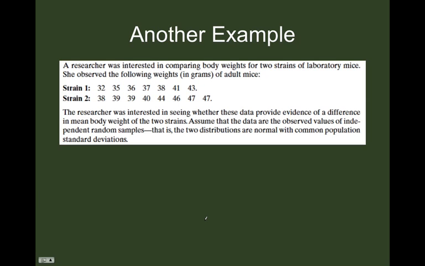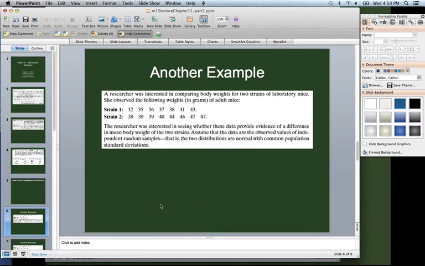All right, here's another example. So we have a researcher who's interested in comparing body weights for 2 strains of laboratory mice. She observed the following weights in grams of adult mice. The researcher was interested in seeing whether these data provide evidence of a difference in mean body weight of the two strains. And we're asked to assume that the data are observed values of independent random samples, and two distributions are normal with common population standard deviation. So there's the pooling concept coming up again.